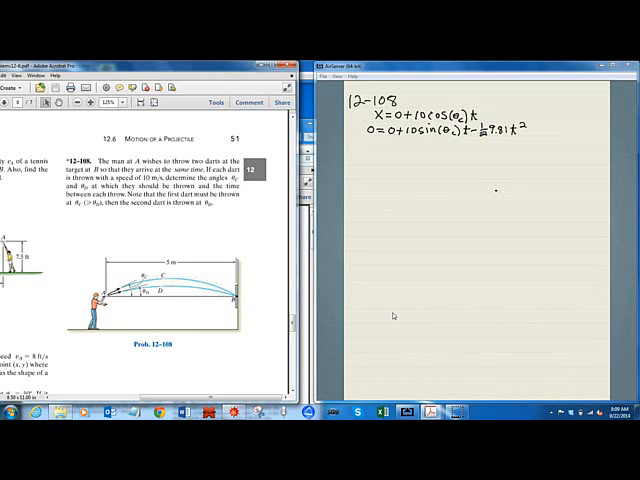Okay, how many unknowns? Let's see. Oh, I know x. X is 5. Okay, so that's not an unknown. Theta c and t. Right? Theta c and t? Yeah.